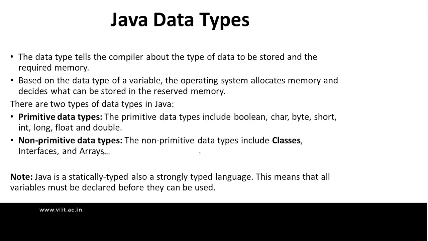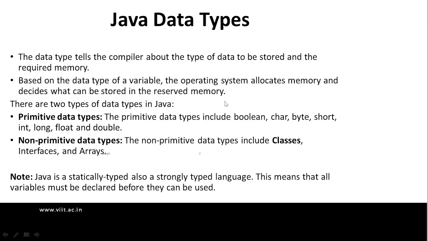There are two types of data types in Java. Namely, the first is primitive data types and the second is non-primitive data types. The primitive data types include boolean, character, byte, short, int, long, float, and double. The non-primitive data types include classes, interfaces, and arrays.